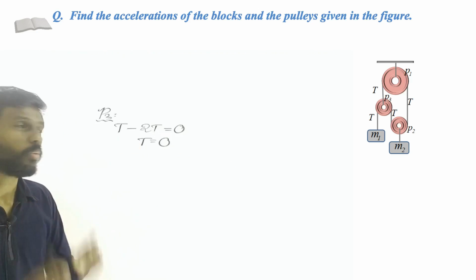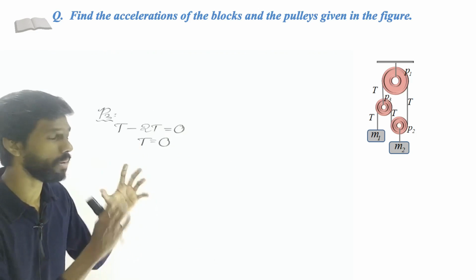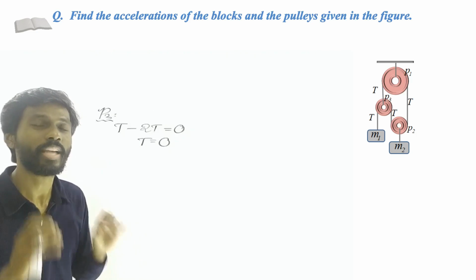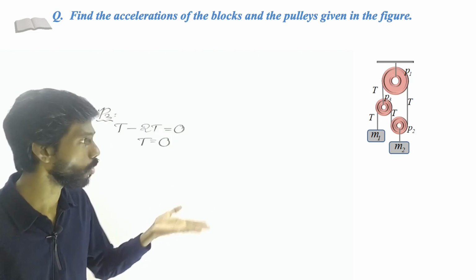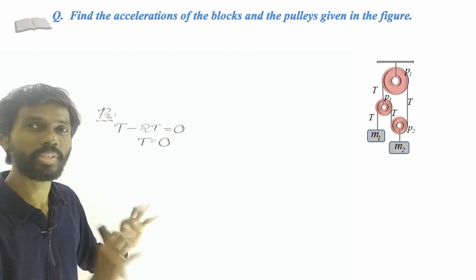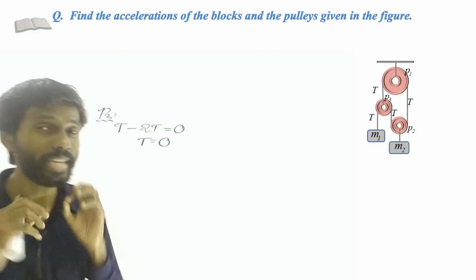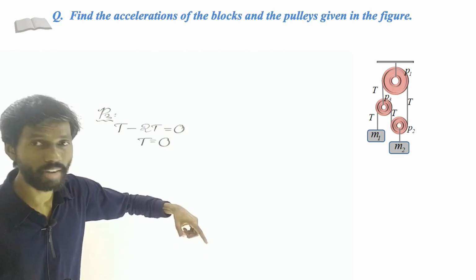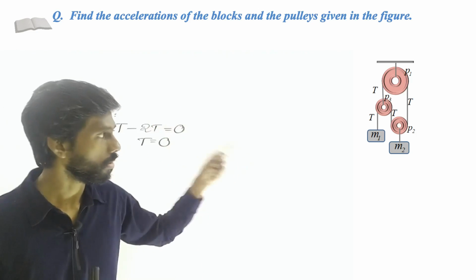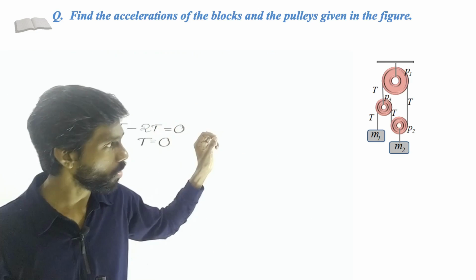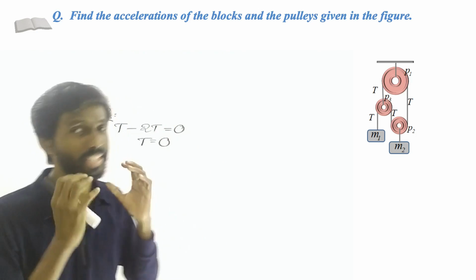That means what is the force acting on the block M1? Only the gravitational force. That means the acceleration of that block is just the acceleration due to gravity. That's all, because there is no tension force in the upward direction, only gravitational force. What about M2? Again gravitational force. Because only gravitational force, no tension, that is the acceleration of the pulley P2 also, because P2 and M2 are connected, so same acceleration.